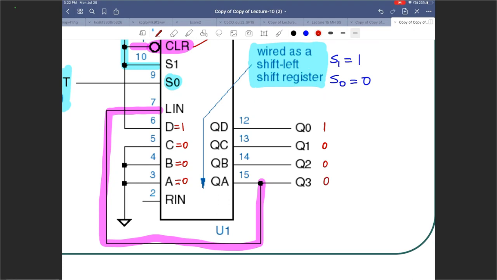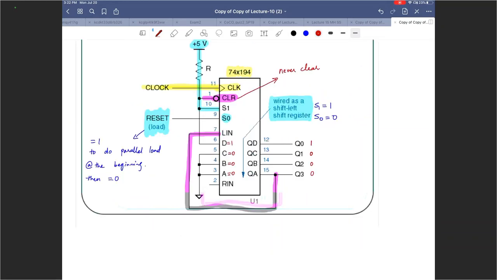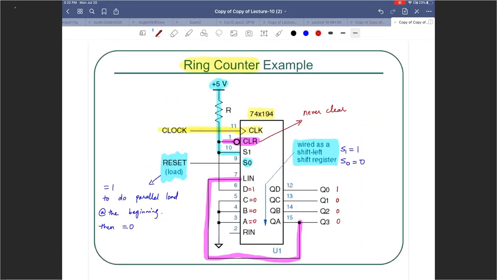After the positive edge of the clock, soon after that. Once we have an initial count, we are going to change S0 to 0. Once we make it 0, it will be in the left shift register mode. Left shift register mode meaning QD will move to QC, QC will move down to QB, QB will move down to QA, QA will move back into the left input, which will again come back to QD.